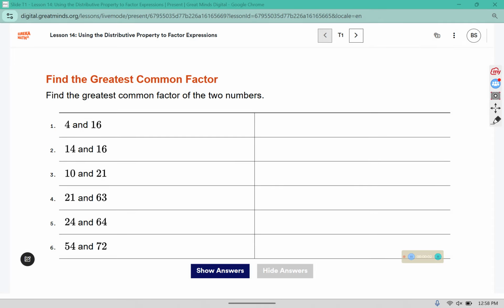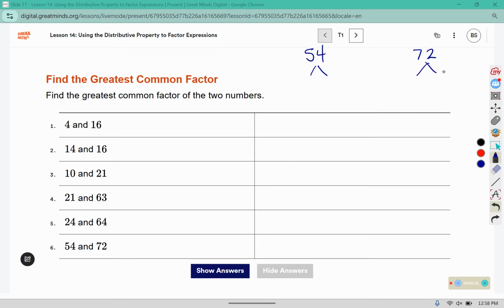Find the greatest common factor of the two numbers. In my class, we use the factor tree method to find common factors. So I can split these up based on what can multiply to make 54 and what values can get multiplied together to make 72.